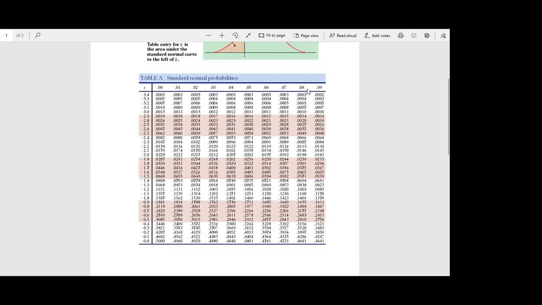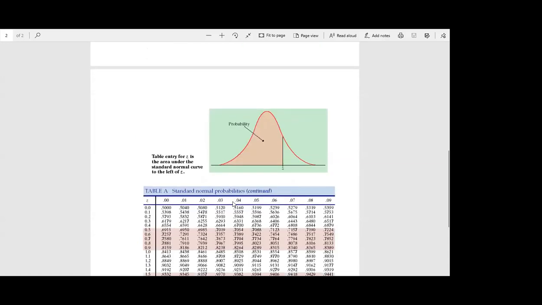x-axis for 0.8 and look where they intersect. So negative 1.6 intersects with 0.08 at 0.0456. So your probability of negative 1.68 is 0.0465. And then you can look in the positive table.